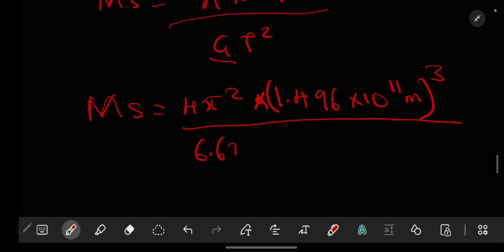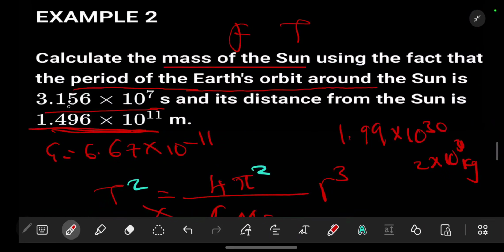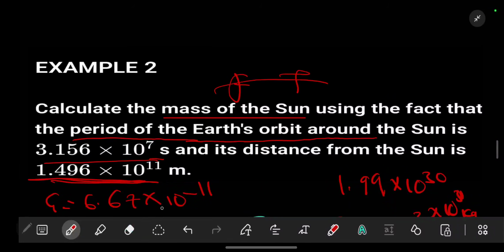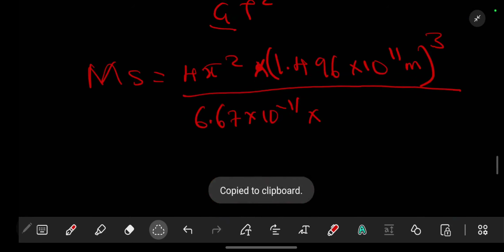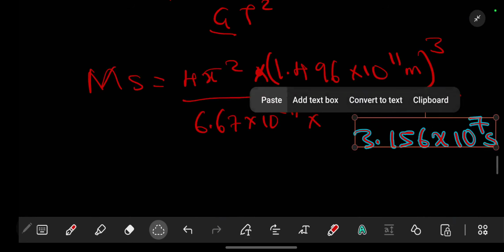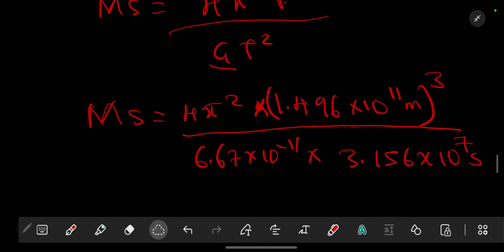Then times the period squared. So the period is 3.156 times 10 to the power 7. Let me just write it here so that I can lift it. Make sure that it's in seconds. So we have this, then we are going to put it there, but remember it is period squared.